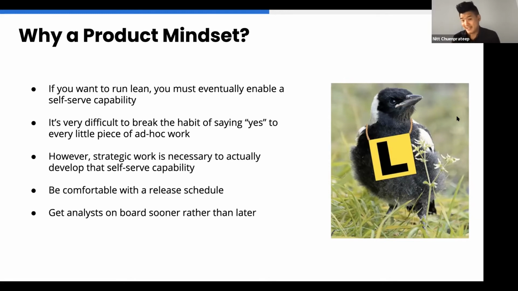So something we've had to implement and really get on board with, and it's harder for some people than for others, is to get comfortable with a release schedule for changes to your instances, to changes to DBT, changes to Looker.